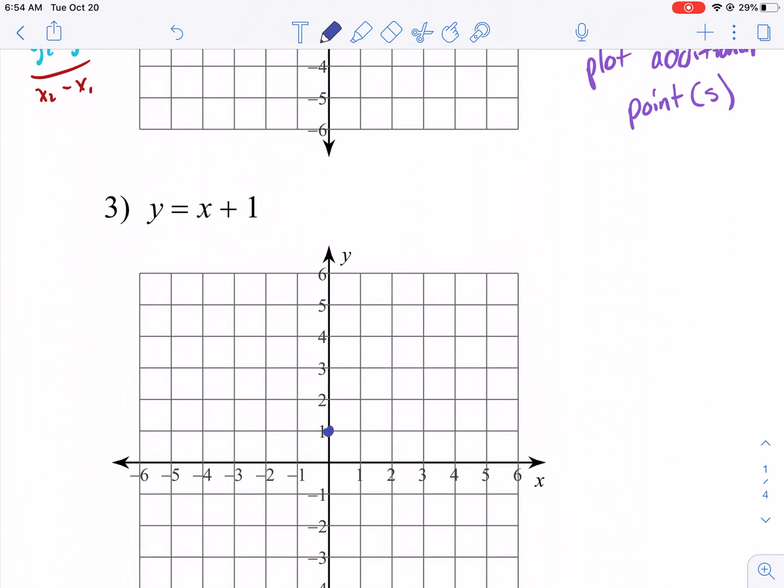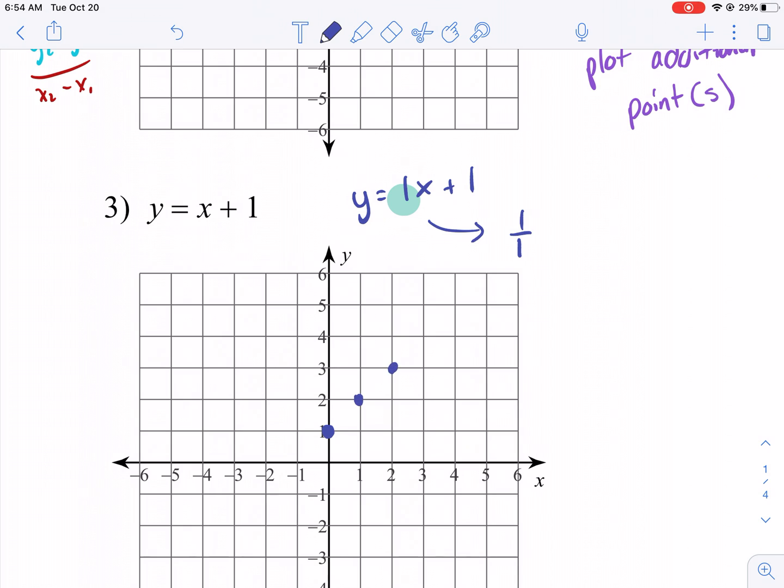Okay, +1 is our y-intercept. Then we go to our slope. Oh my gosh, there's no number in front of x. What does that mean? There is a number in front of x. You could say y equals 1x plus 1. So my slope is really 1 over 1. Okay, you always put an integer over 1. So I can go up 1 over 1, up 1 over 1.